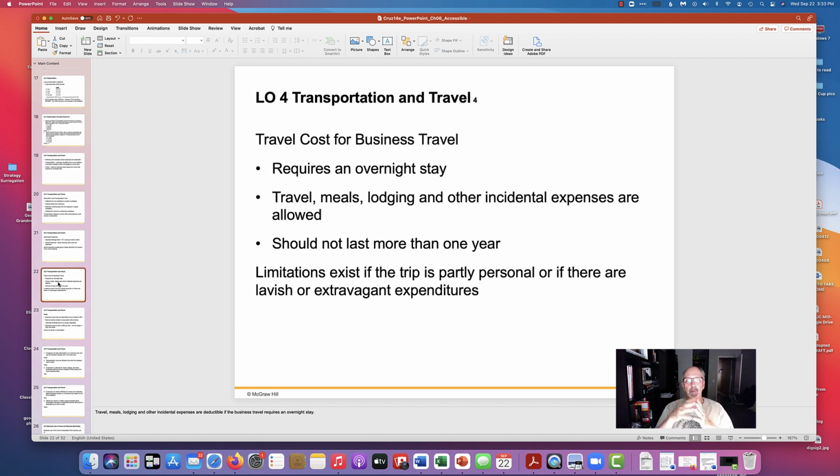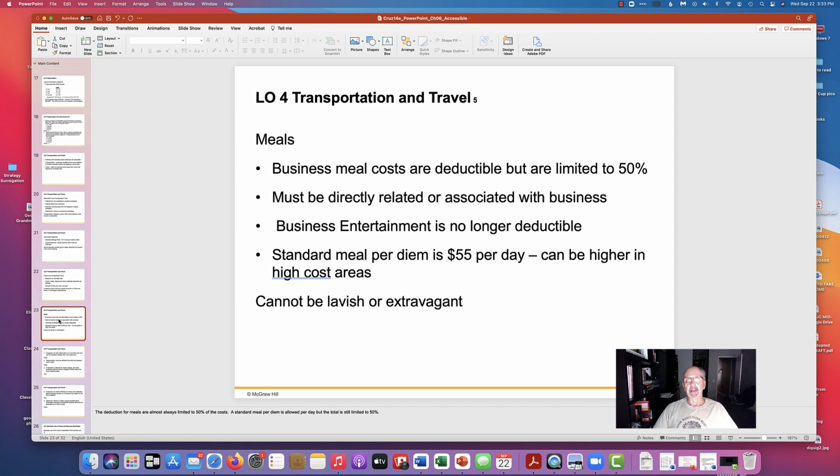Travel cost for business travel requires an overnight stay. It includes travel, meals, lodging, and other incidental expenses. It should not last more than 1 year. And there are limitations if there's personal visiting as well as work.